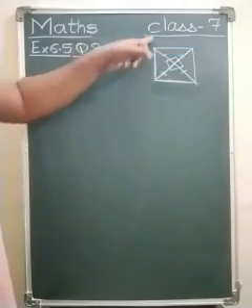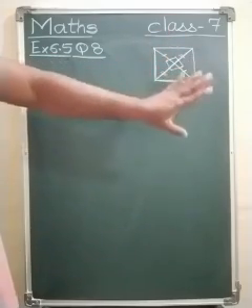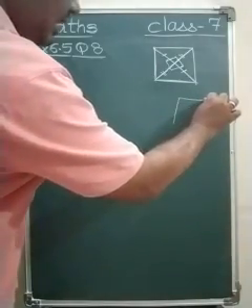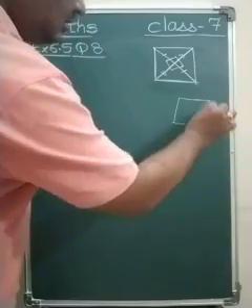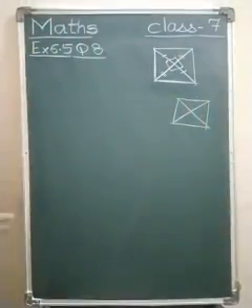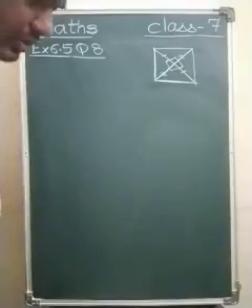So what are the properties of a rhombus? Rhombus is having all the sides equal. Actually, this is a square. Rhombus is a different type of figure, somewhat like a parallelogram, having all sides equal. But for time being we will take this as rhombus and we will proceed with this.